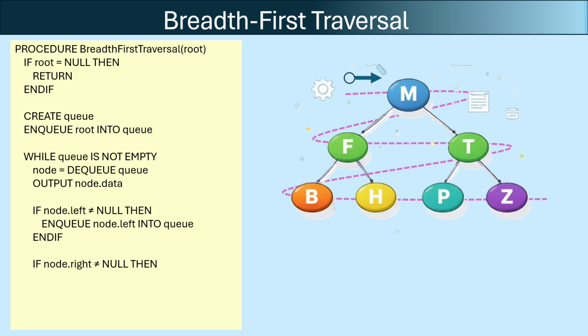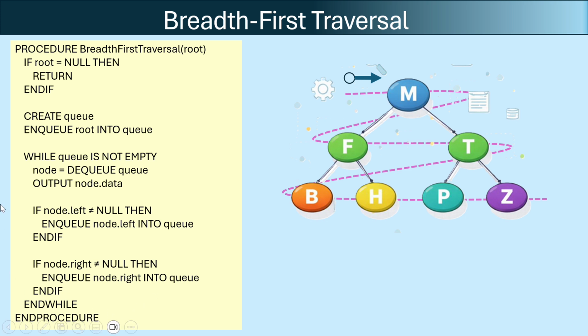And then we look at the right. If the right node, so the right of M is T, if it's not null, then we enqueue the node to the right. So we enqueue T. So we're enqueuing M's children. And then end while loop. And then end procedure.